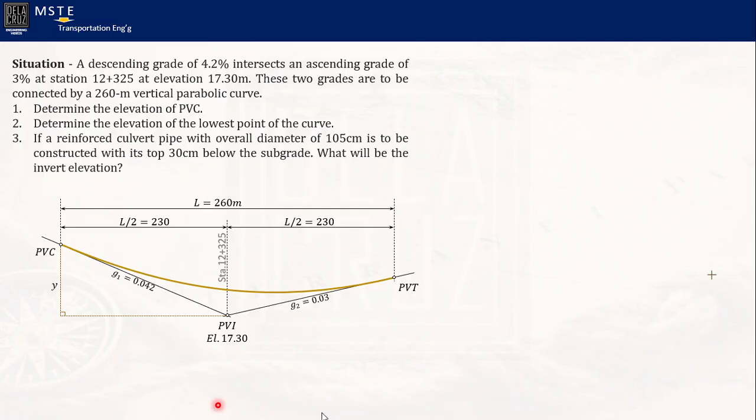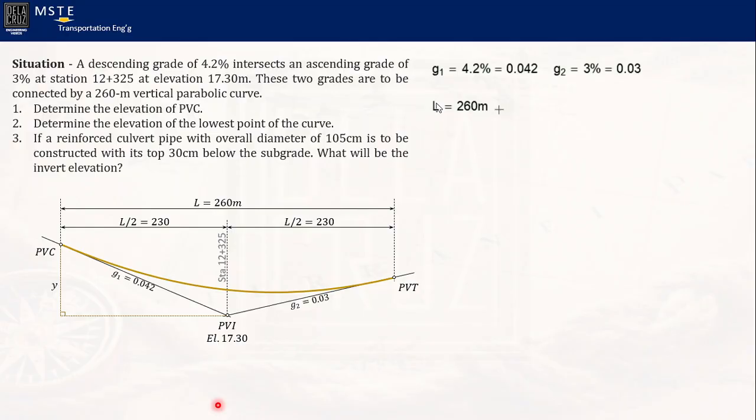Using the MathCAD. Okay, hanapin ko lang na. So we have here, no? Let me input the data muna. Let's say G1 is 4.2%, equivalent to 0.042. And G2, we have here 3%, equivalent to 0.03. And yung length natin is equivalent to 260 meters.